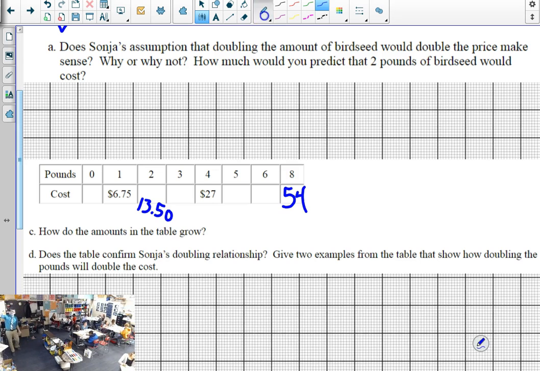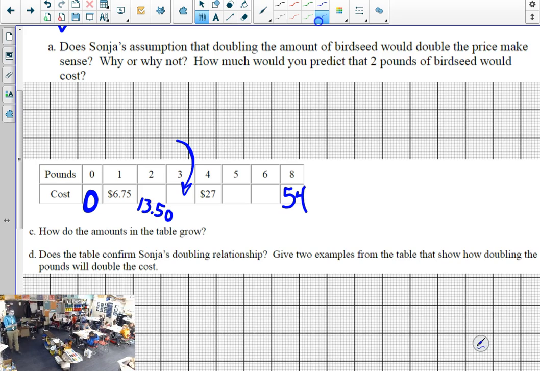0 pounds, we all talked about together. If you don't buy anything, you're going to pay $0. 3 pounds, how did you get there is what I need to know. Alan, there's a few different ways to get here. How did you get the price for 3 pounds?